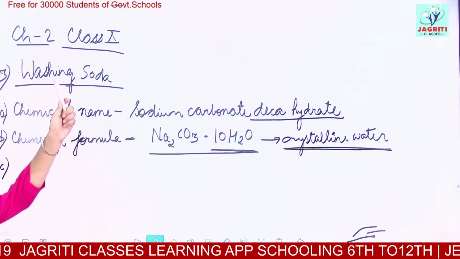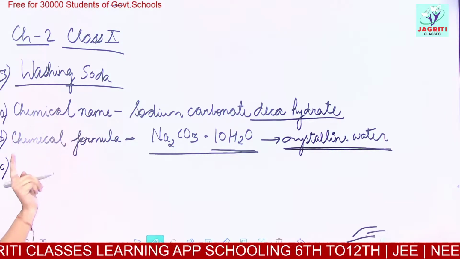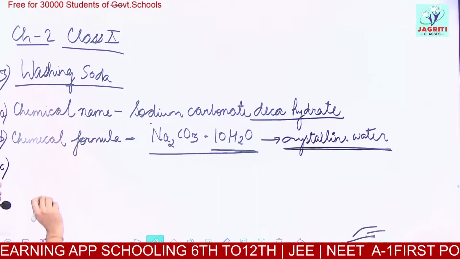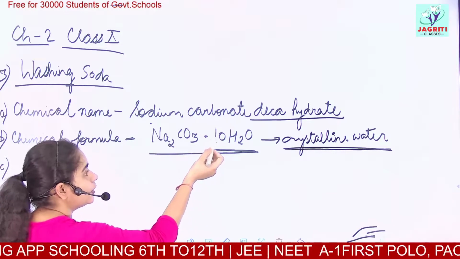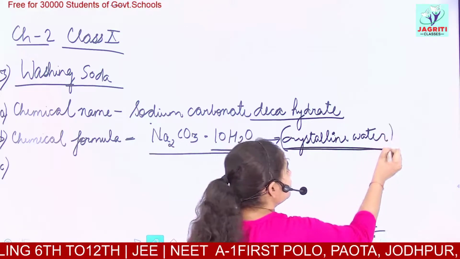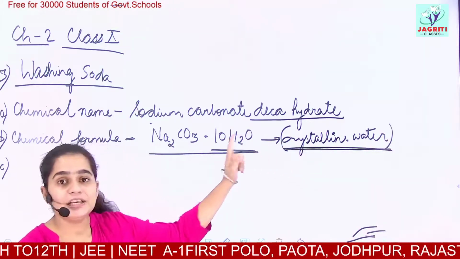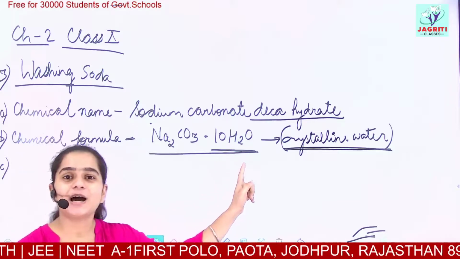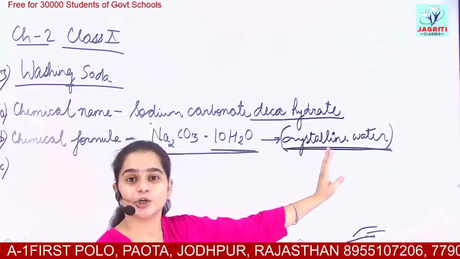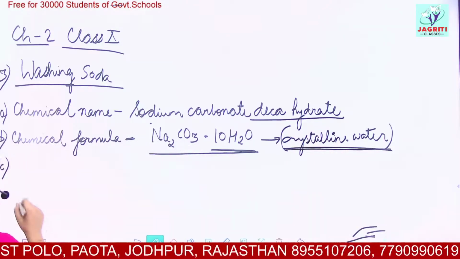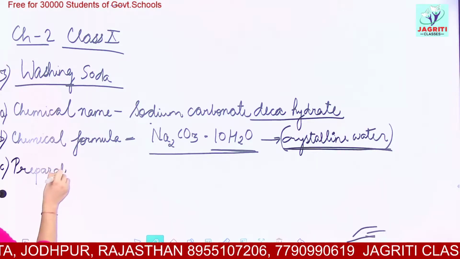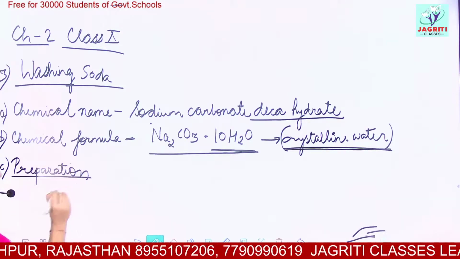First point of washing soda was the chemical name of washing soda is sodium carbonate decahydrate. And then we wrote its formula, which was Na2CO3.10H2O. And I told you this 10 water is actually the crystalline water. This does not mean that this compound sodium carbonate is present in wet form. No, this is only the crystalline water which is indicated. Now we'll see its preparation. How this sodium carbonate decahydrate is prepared.